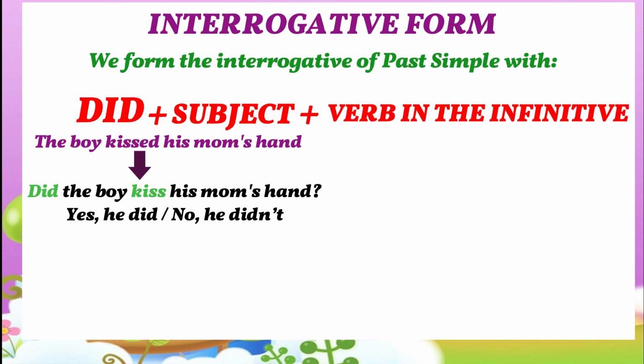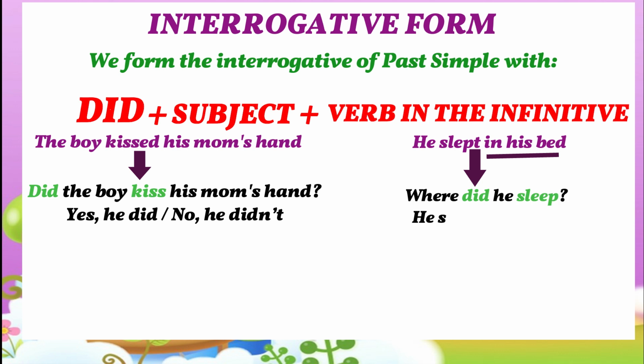Another example: he slept in his bed. Now here, it's not a yes/no question. It's not a direct question. We use a WH word. Here we have where. So we put the WH word, where, and then our inversion with did, subject and verb. Where did he sleep? He slept in his bed.